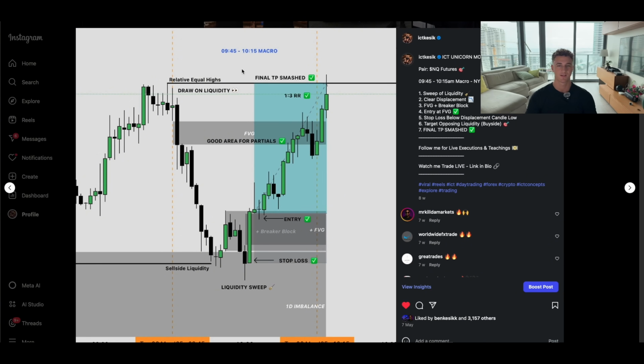Entry as well is inside of that 9:45 to 10:15 a.m. macro, which is perfect. Notice how we've also tapped into a daily inefficiency as well. So not only have we swept liquidity, we've also tapped into a higher time frame bullish fair value gap, which is what you want to see when you're trading this model. You want to have a strong bias on the higher time frame, a strong draw on liquidity, and you want to align the lower time frame with the higher time frame draw and bias, which in this scenario we have clearly done. Okay, so this is literally a textbook trade, A+ entry checklist.